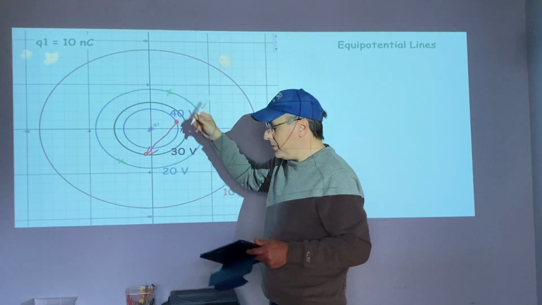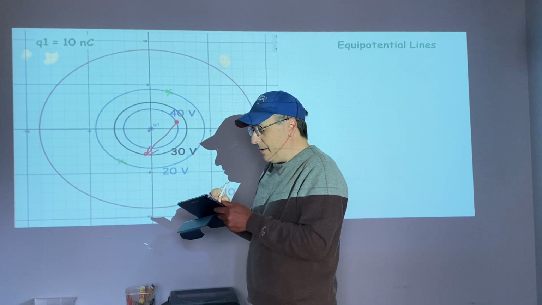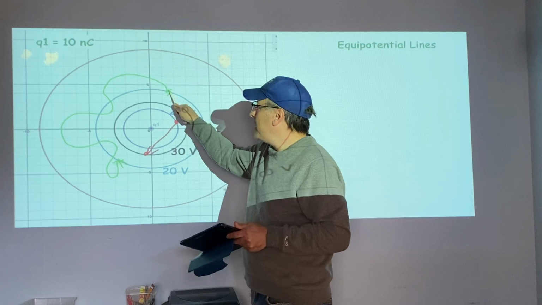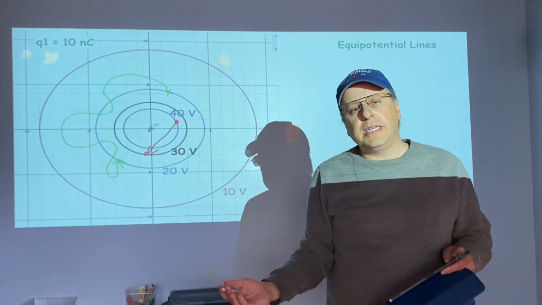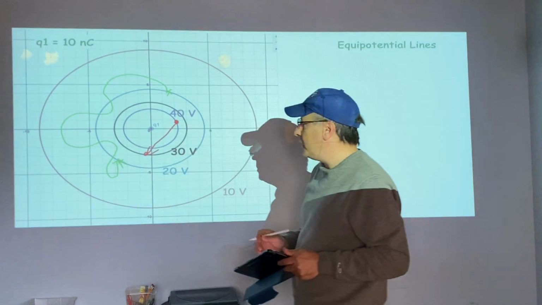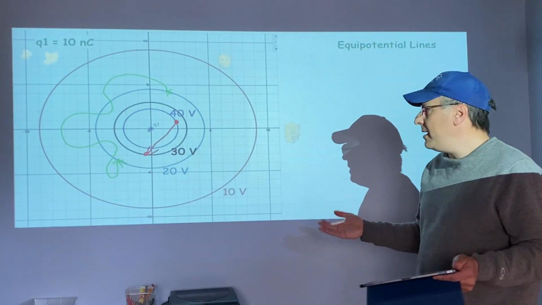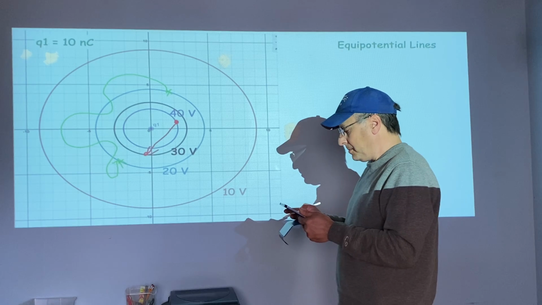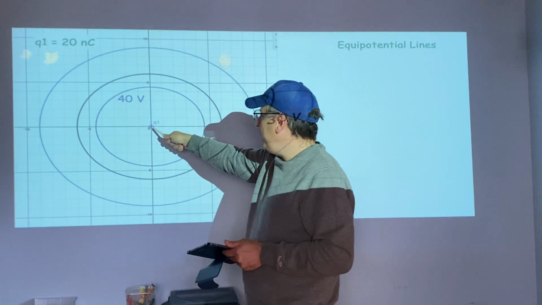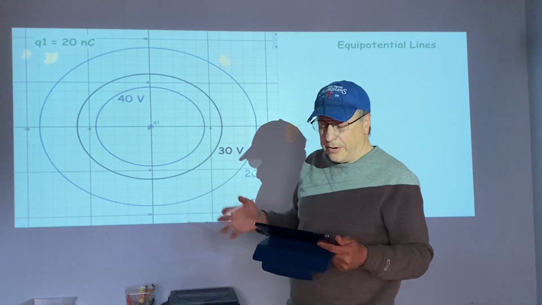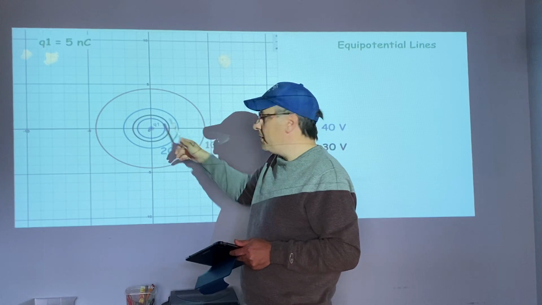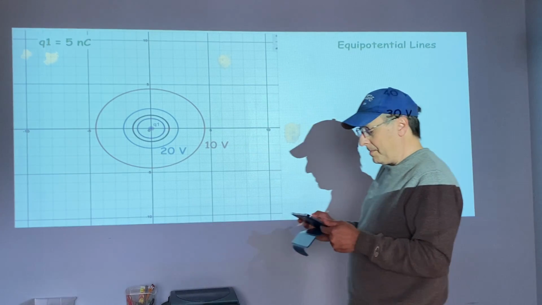If I went some other path where I actually left here and did crazy paths to get here, there'd be times where I'd be gaining energy and losing energy, but I'd end up with the exact same amount of energy that I started with. The path I take doesn't really matter. Here I just upped the charge to 20, and you'll see the circles got bigger. You'll see here I made the charge in the middle smaller, and the circles got smaller.